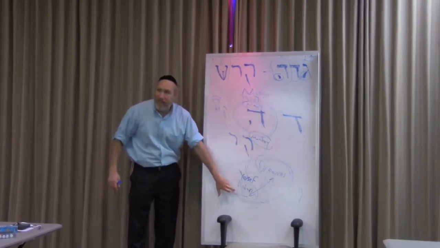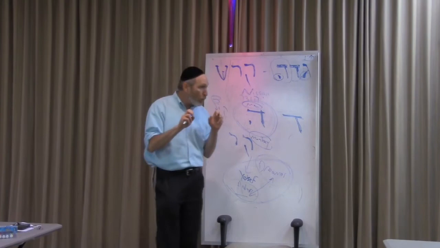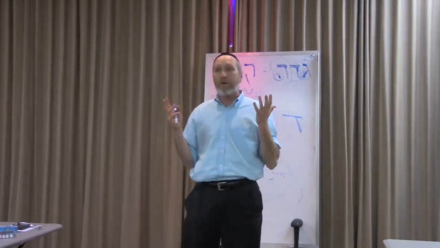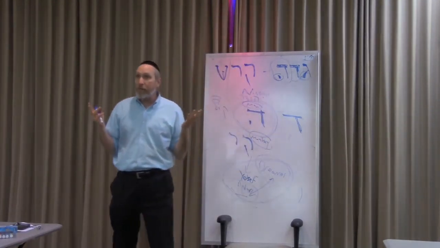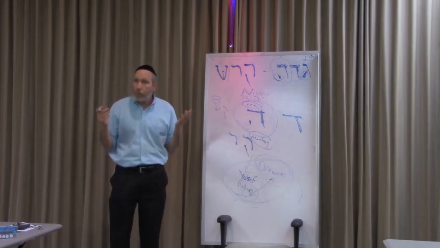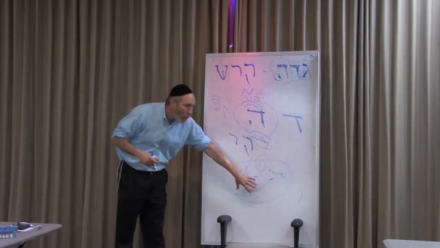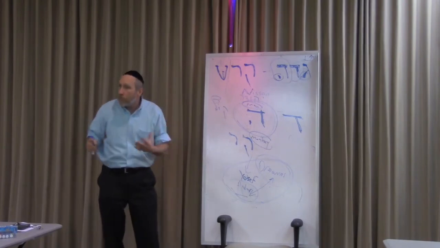In the month of Adar is when we break away from who? What happened in the month of Adar? The story of Haman. We broke away, but we didn't become a nation then. We didn't become totally independent, free.